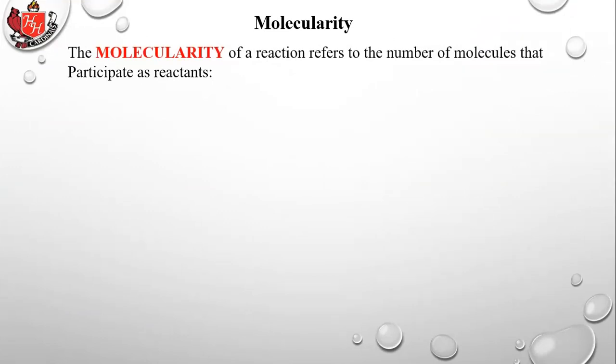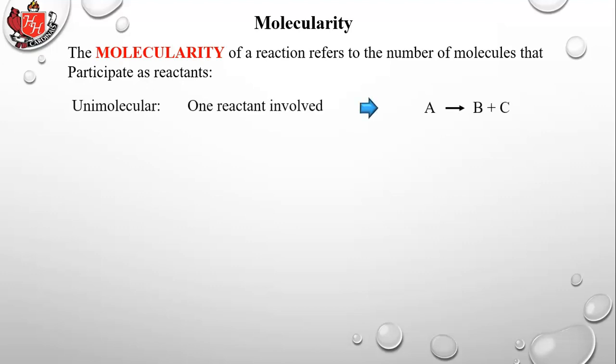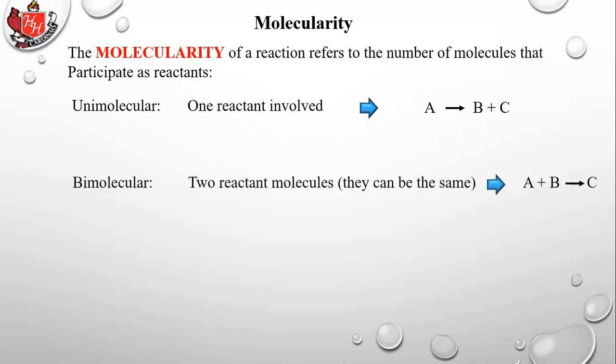The molecularity of a reaction refers to the number of molecules that participate as reactants. So unimolecular, one reactant is involved. Okay, so this would be a decomposition reaction of some sort. A produces B plus C. So there's one reactant, that's unimolecular.